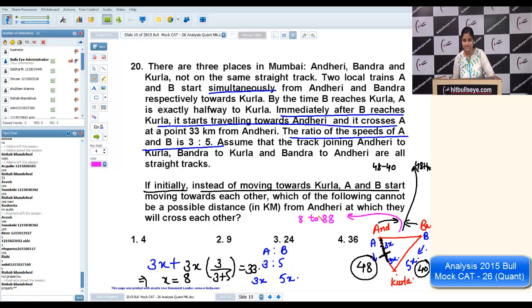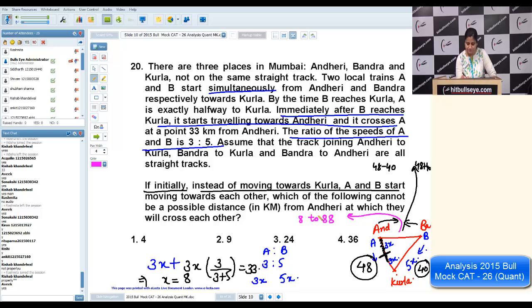Now when will they cross each other? You can make use of speeds, ratios now. Is it okay? Clear, guys? So if we take the distance from Andheri, the distance covered by train A, it will be 3/8 times of 8 to 88. It can be a range, which comes out to be 3 to 33. So my answer should be from 3 to 33. So 36 is beyond range. That's why we are selecting this option.